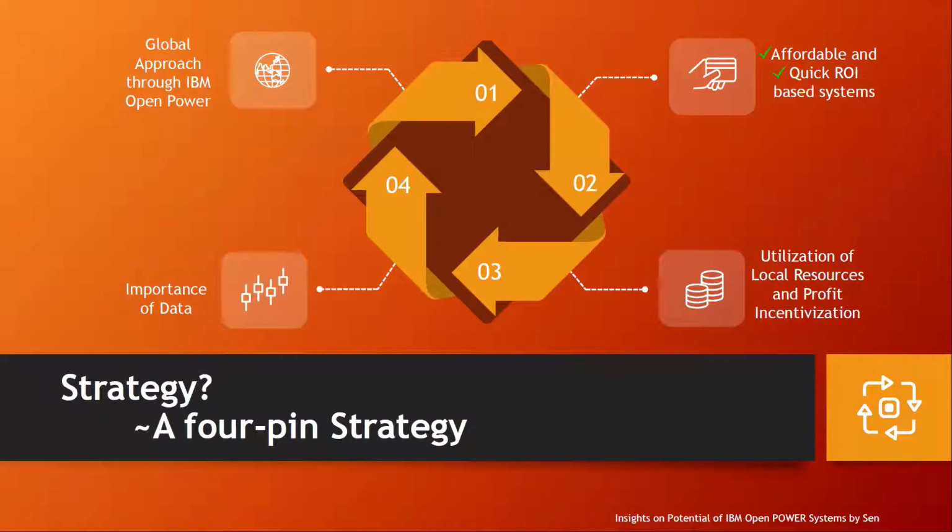So how do you go about it? Let's say we have a 4-point strategy, of which the first major point would be to have a global approach of IBM Open POWER, which means that the industries would be using the IBM Open POWER capabilities in all those areas where it might be able to incorporate. And basically, it's easier said than done.